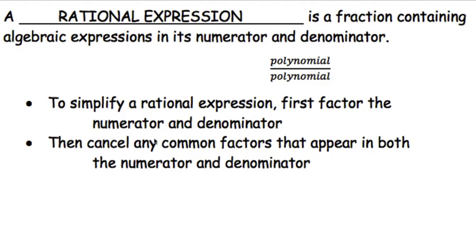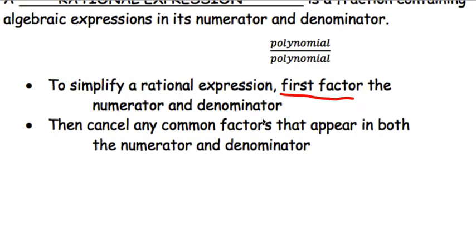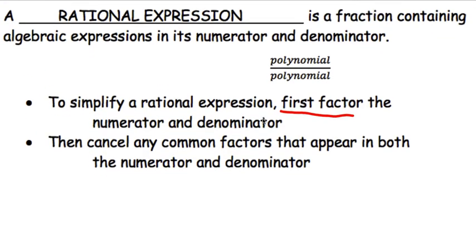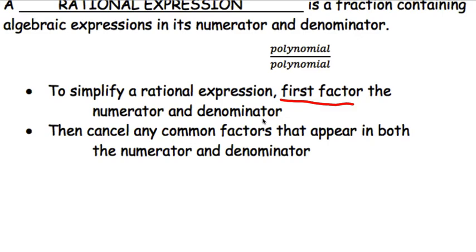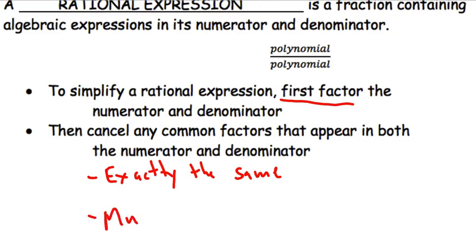But basically what we're going to do, the first thing we're going to do is factor the numerator and denominator separately, and then we cancel the common factors. But what I want to stress here is that there are 2 little side notes. First of all, they have to be exactly the same. Okay, so x plus 1 and x minus 1 would not cancel. They're not exactly the same. And then the other thing, they have to be multiplied.